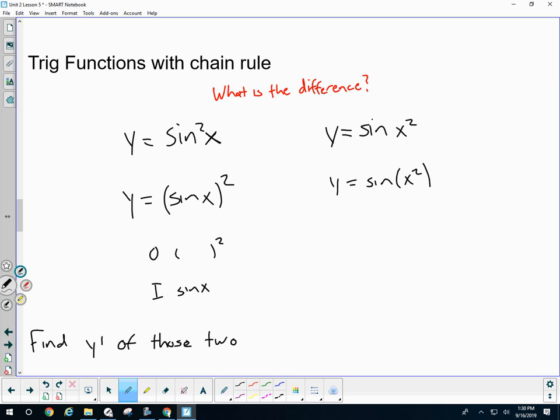In this situation, the outer function is a trig function. It is not a parentheses to a power. And that's okay. The inside is x squared, and that's okay. The chain rule still applies. You're still going to take the derivative of the outside and the inside. You're going to multiply them together. Go ahead and do that for both of these situations. Write out the y prime for sine squared x and sine of x squared.